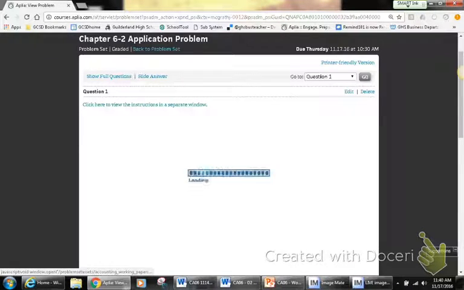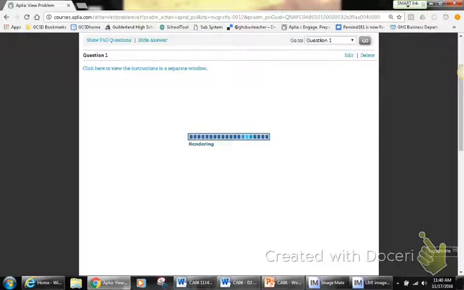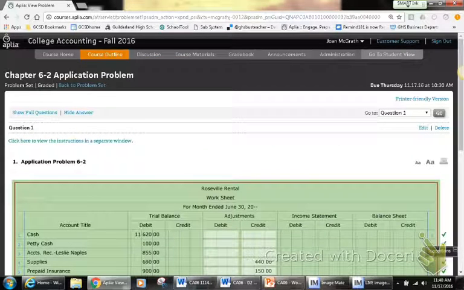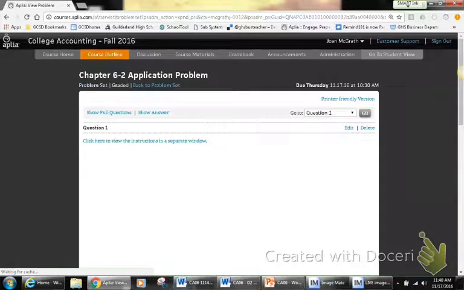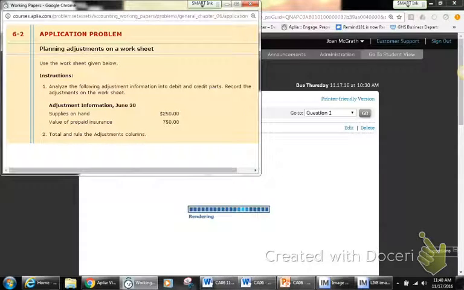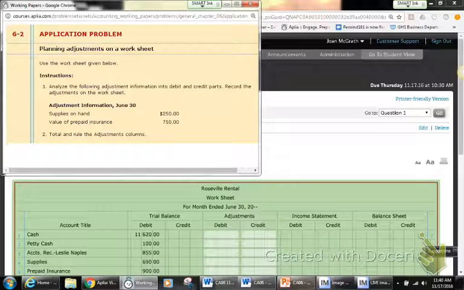Okay, so problem number 2, we're doing the adjusting entries. I'm going to hide the answer for the moment. Let's look at the question. So the question says we have supplies on hand of $250 and the value of the prepaid insurance is $750. And it says this is at the end of the period, at the end of June.